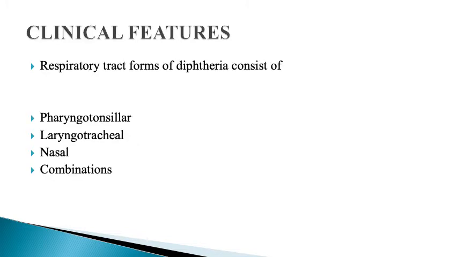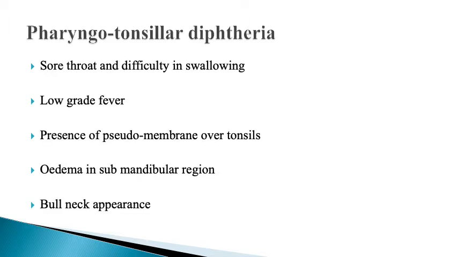Coming to the clinical features of diphtheria. Respiratory tract forms of diphtheria consist of four types: pharyngotonsillar, laryngotracheal, or nasal, or a combination of all these three. And then we have another form, that is the cutaneous form of diphtheria. Coming to the pharyngotonsillar diphtheria, the patient may have sore throat, difficulty in swallowing, and low grade fever at presentation. The examination of the throat may show mild erythema, localized exudate, or pseudomembrane over tonsils.